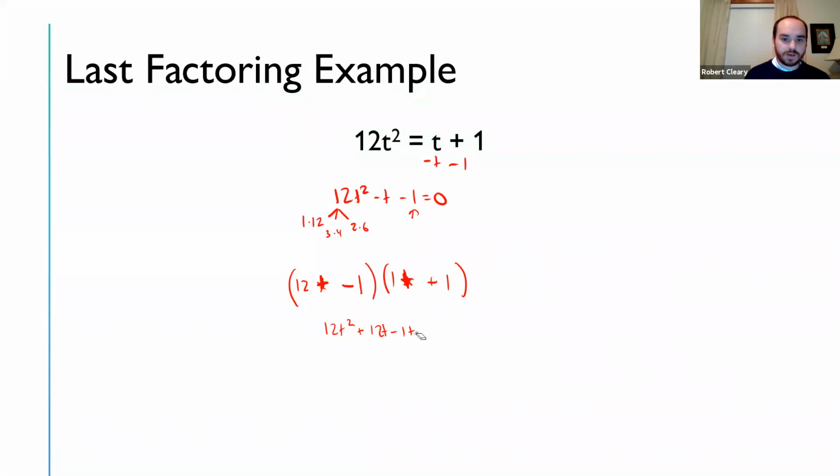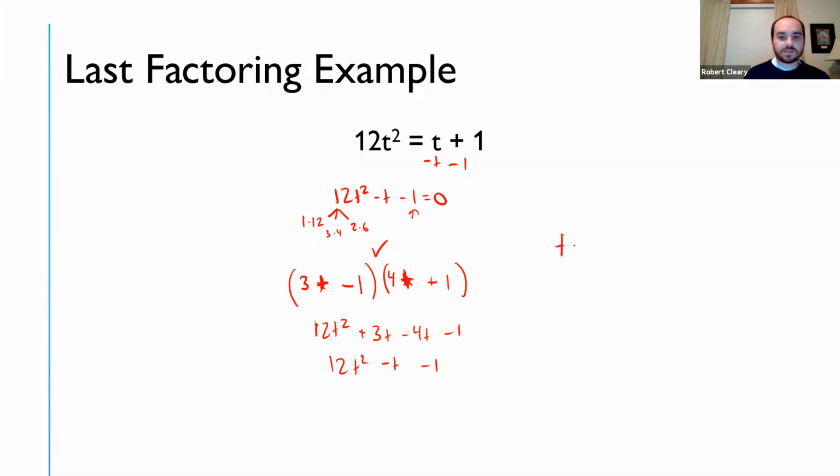This time I'll actually do the correct answer. So then we could try, let's say, 3 and 4. Here we would have 3t times positive 1. So let's do this one first, 12t squared. Then 3t times positive 1, that's plus 3t. Minus 1 times 4t, that's minus 4t. And then minus 1 times positive 1, that's minus 1. We have plus 3t minus 4t, that's minus t. 12t squared minus t minus 1. So this one is, in fact, our correct factoring.